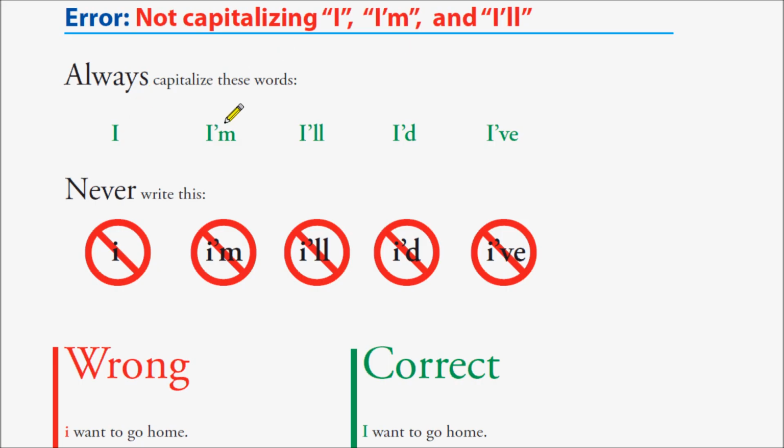All right? Next one, not capitalizing I, I'm, and I'll. Okay, you always capitalize these words. Now, there are very, very few rules in English where this word applies: always. There's actually very, very few, but this is one of them. When you write I, like I want to go to the store, I'm, I'll, I'd, and I've, you always capitalize them every single time, even if it's in the middle of the sentence. Okay, you're never going to write this.